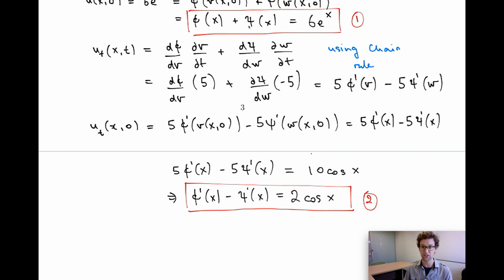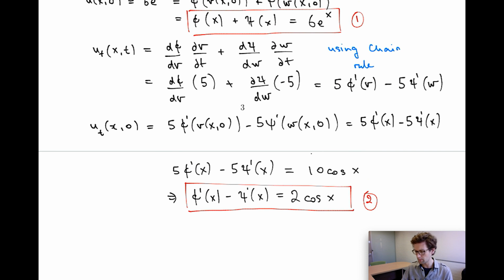Phi plus psi is equal to 6e to the x, and that came from the initial displacement at t is equal to 0. And phi prime minus psi prime is equal to 2 cosine x, and that came from the initial velocity at t is equal to 0. Notice that these two equations are equations for the unknown functions phi and psi, but they only involve the variable x. They do not involve t.